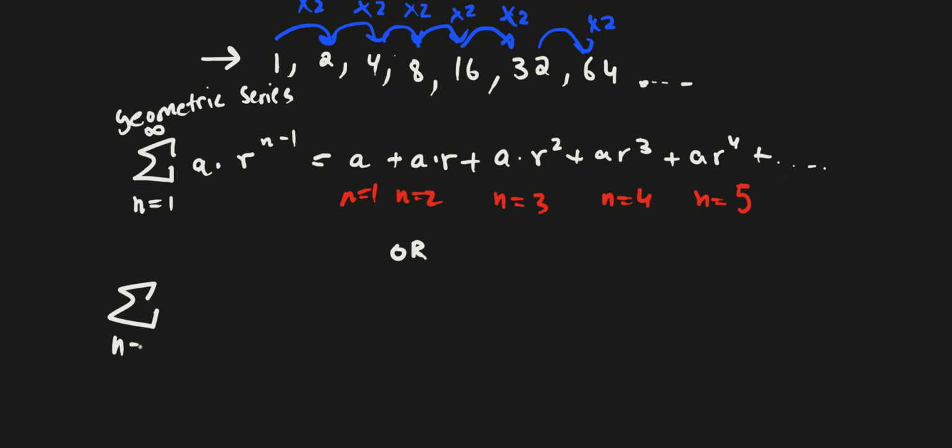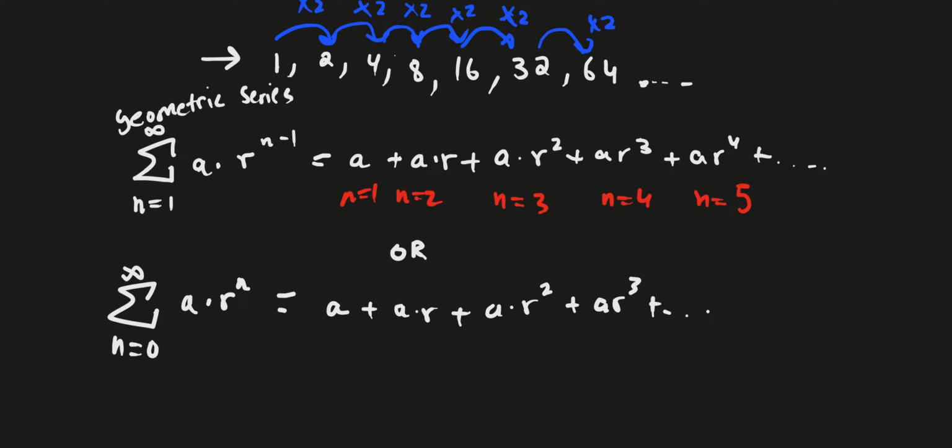So if you go from n equals 0 to infinity, you end up getting a times r raised to the n power. This is also an equivalent form to represent it in. So if you wanted to expand this, you can. This would just be a, and then plus a times r, plus a times r squared, plus a times r cubed, and you end up getting this when n equals 0, n equals 1, n equals 2.